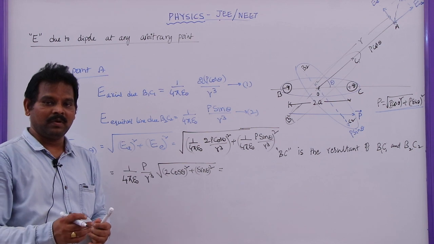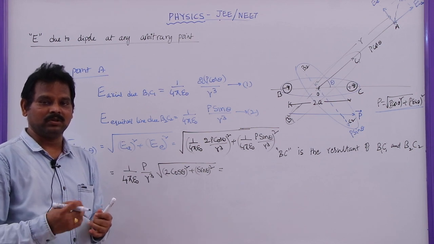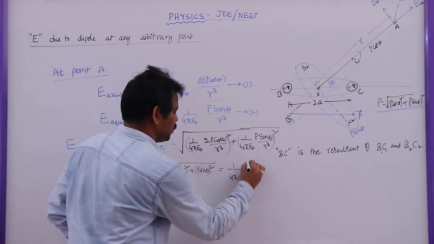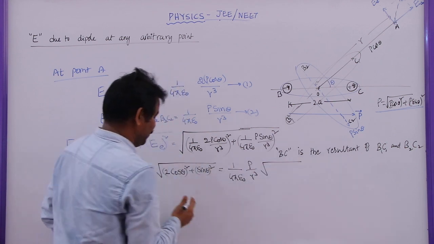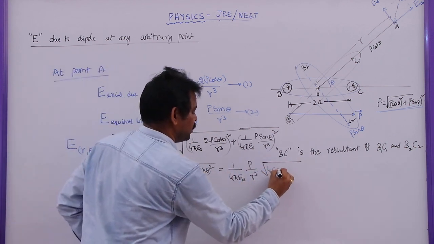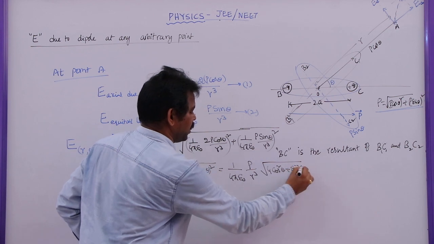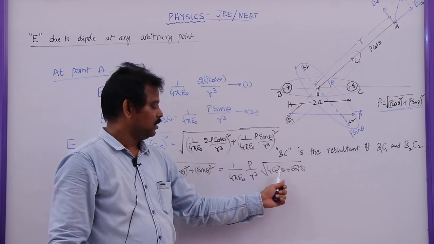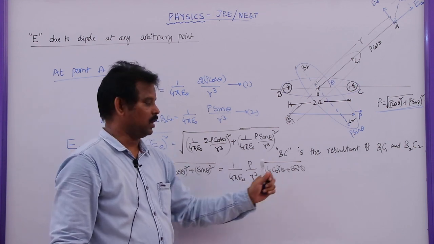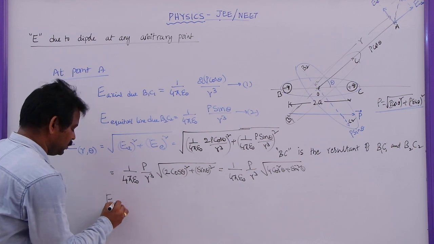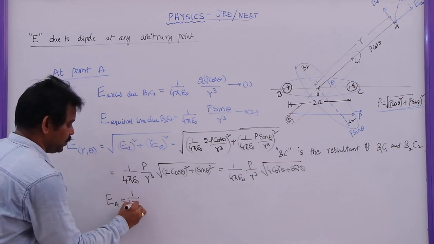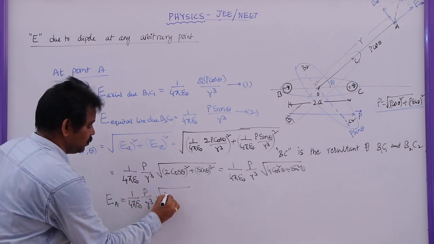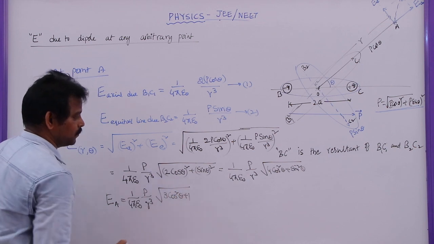We know from the trigonometric identity that sin square theta plus cos square theta is equal to 1. Here we can write 1 by 4 pi epsilon naught p by r cube root over 4 cos square theta plus sin square theta. Here we can take one cos square theta outside. This will become 3 cos square theta plus cos square theta plus sin square theta. So the net electric field at that point A is given by 1 by 4 pi epsilon naught p by r cube root over 3 cos square theta plus 1.